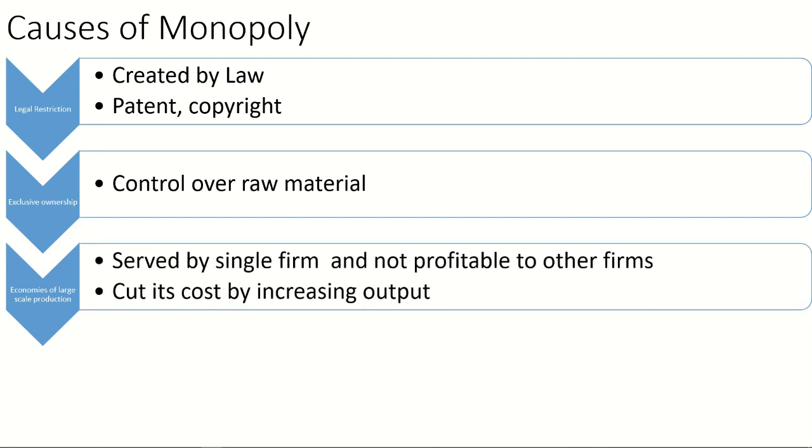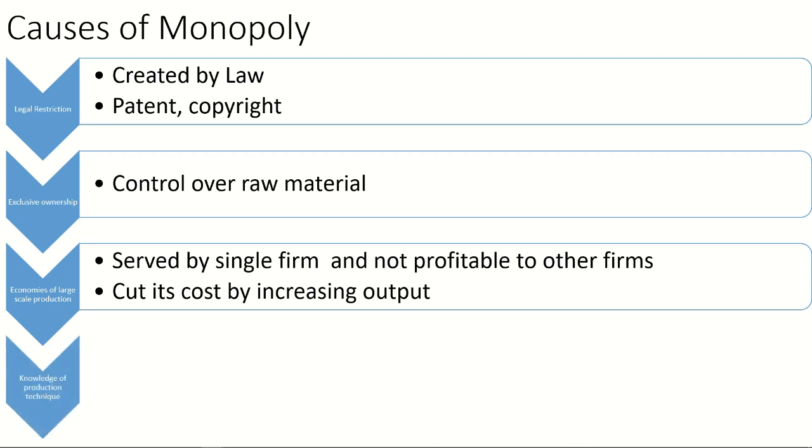The next is economies of large scale of production. Sometimes a particular unit is served by a single firm and it is not profitable for other firms. Here, the single firm is serving its customers very well, and it will not be profitable for other firms to serve in that manner, or to treat customers as the competitor does. And we know the reasons for economies of large scale: they happen when a firm can cut its cost by increasing the output.